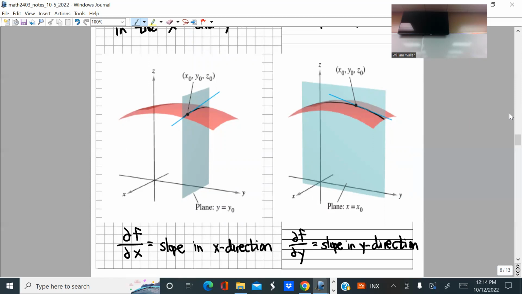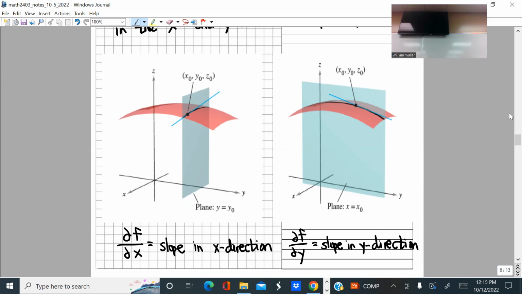You can think of that as taking a plane that is at a constant value for y. In other words, a plane that's parallel to the x-axis. It's a plane where y is held at a fixed value, and intersecting that plane with your surface. When you intersect that plane with your surface, of course, what do you get?